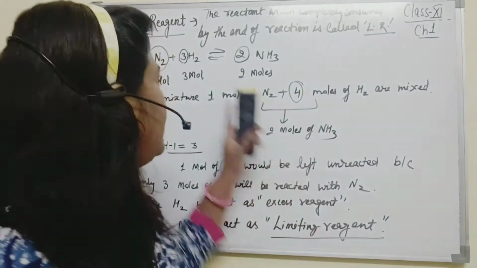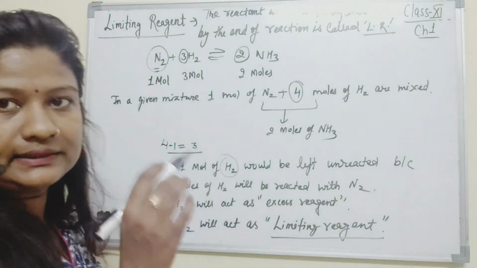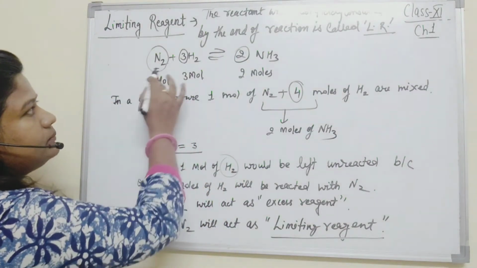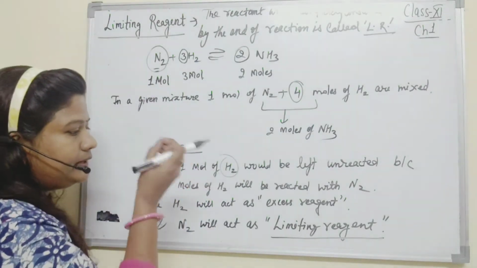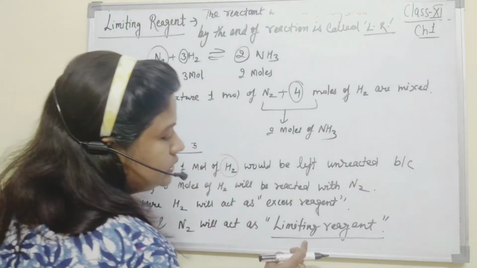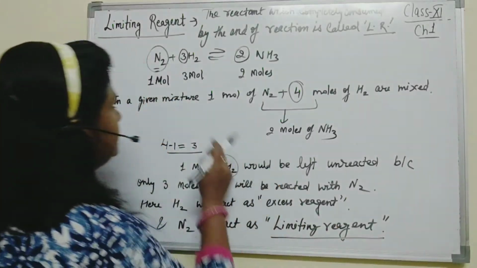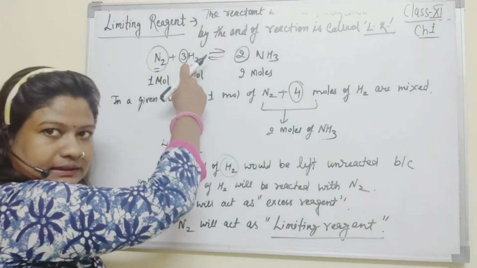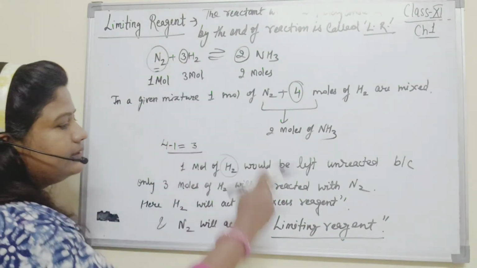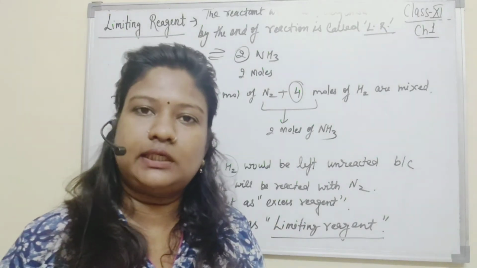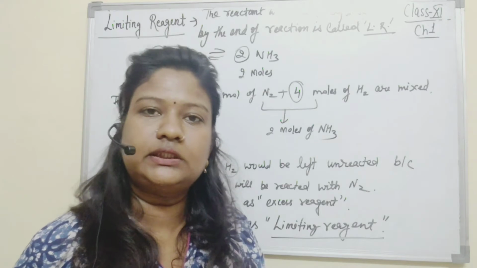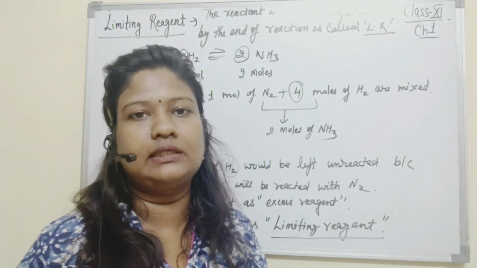It means hydrogen is present in the excess amount and nitrogen is present in the limited amount. Nitrogen is present in the limited amount, so it is known as limiting reagent, and hydrogen is present in the excess amount, so it will act as excess reagent. Correct? Now we will do a numerical question based on this limiting reagent, then you will understand more easily.